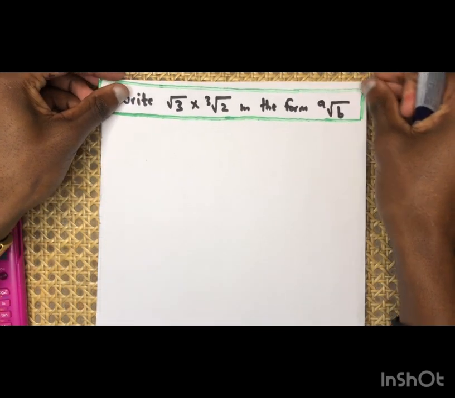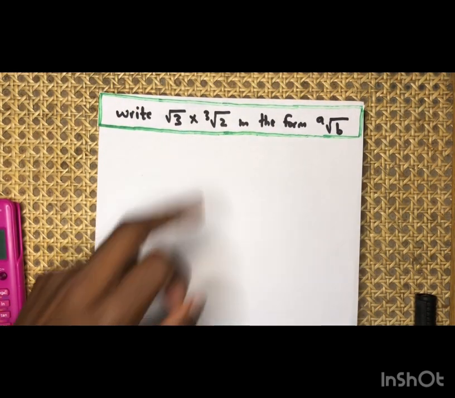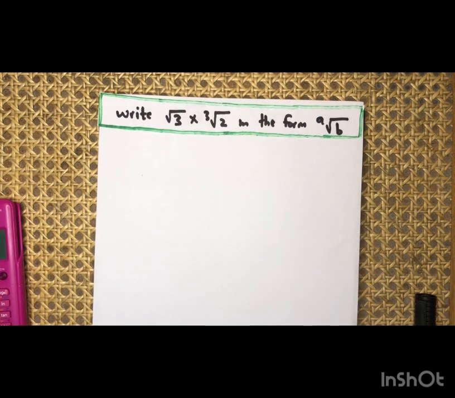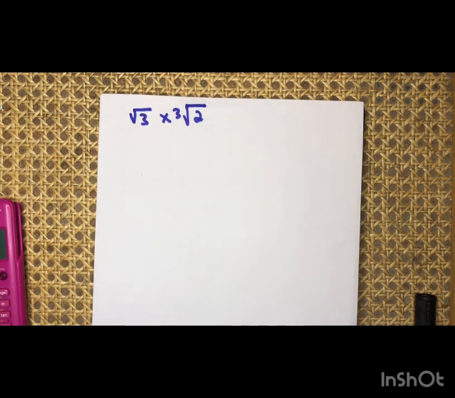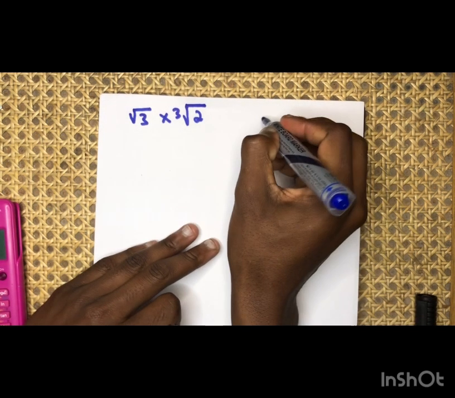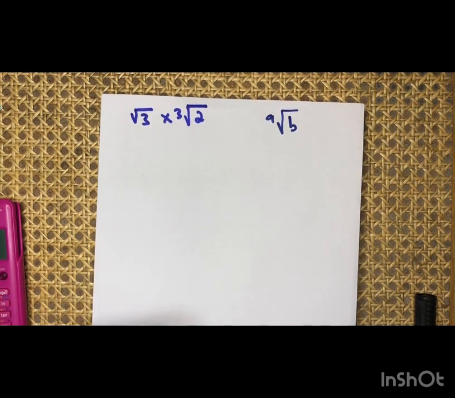So the next question here, we are given this one. They say to write root 3 times cube root 2 in this form. Okay, so what must I do here? I'm given this, guys. I must write it in this form, which is a to the power b, a root b. So I want to write it in this form.